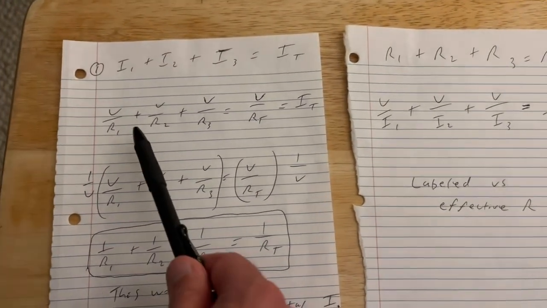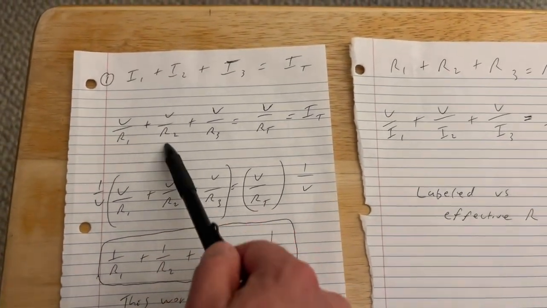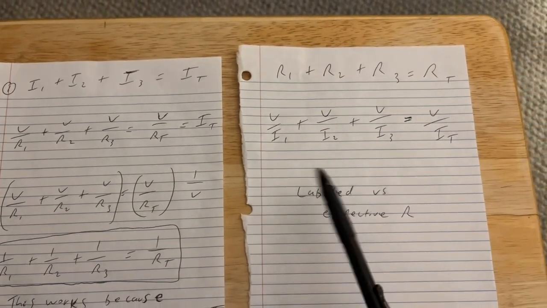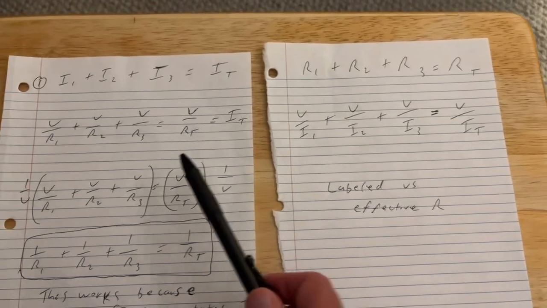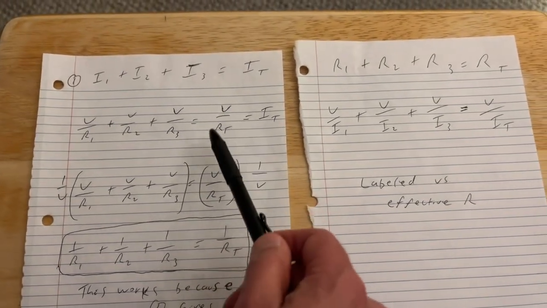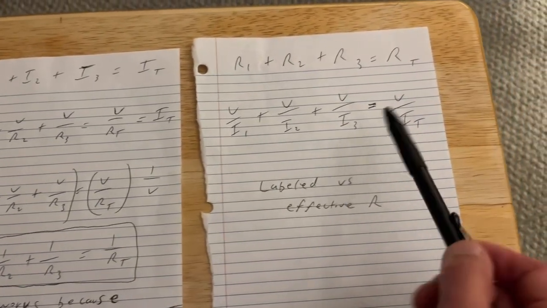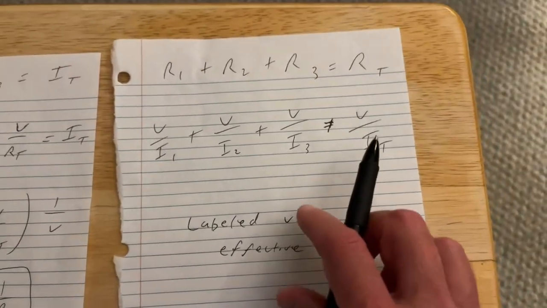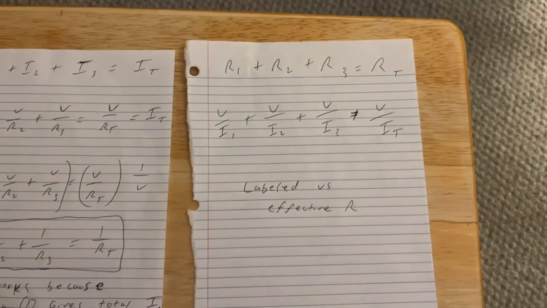So for example, instead of taking V over R1 plus V over R2, yada yada, I could take V over I1 plus V over I2. This does not give, see how all this will give voltage over total resistance. This will not equal voltage over there. This will not equal voltage over total current.